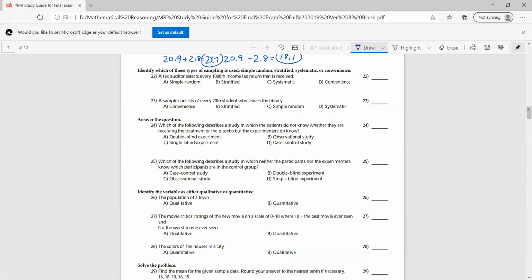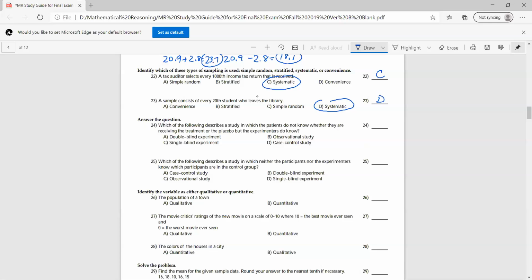Okay, so this is an example of systematic. Remember, systematic is when you have a plan in place. So they're saying every 1,000th one. We could say they're going to select every 10th one, every 5th one, or every 100th one. But systematic means there's a definite plan in place. Okay, 23 says a sample consists of every 20th student who leaves the library. Still systematic here, because we're talking about every 20th student who leaves the library.